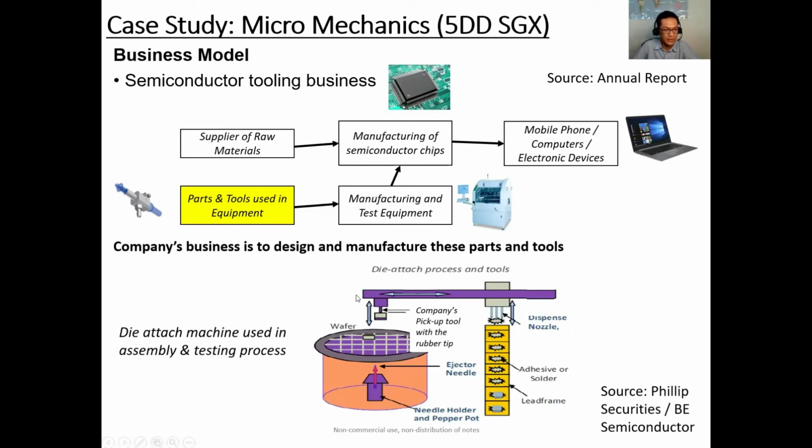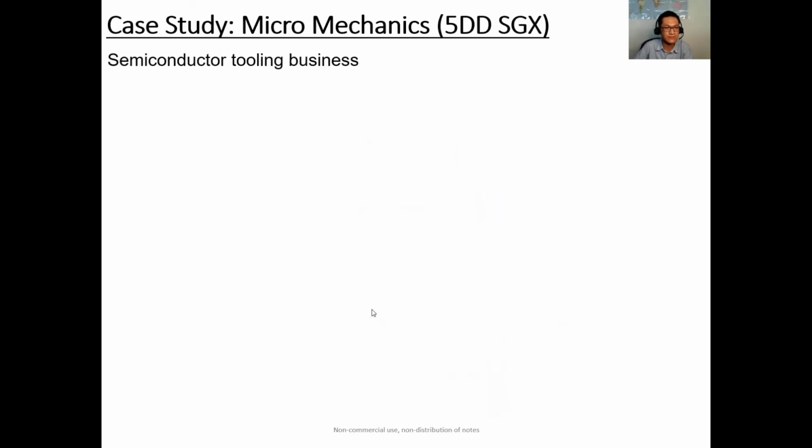equipment. Shown below is a die attach process, and Micron Mechanics designs and manufactures this pickup tool to pick up the wafer die, and then attach the die, before it goes to the next process. And this pickup tool has to be replaced every 8 hours so that contamination can be contained. It's highly consumable in nature.